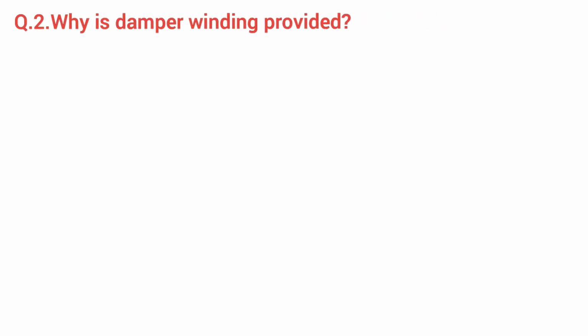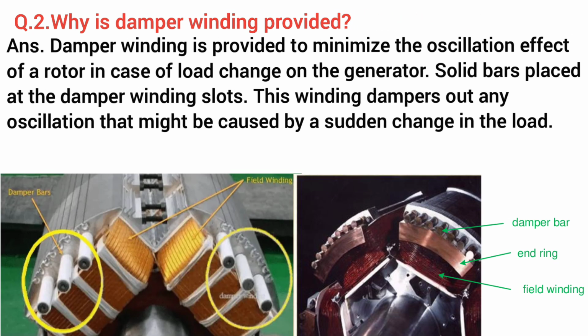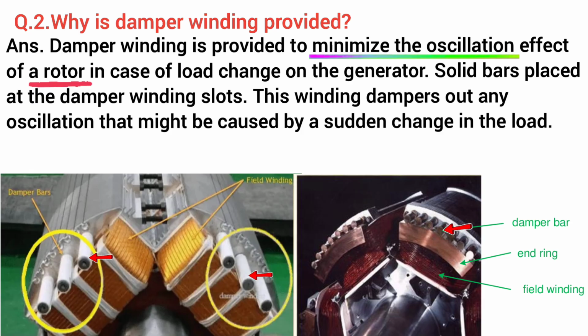Why is damper winding provided? Damper winding is provided to minimize the oscillation effect of a rotor in case of load change on the generator. Solid bars are placed at the damper winding slots. This winding dampens out any oscillation that might be caused by a sudden change in the load.